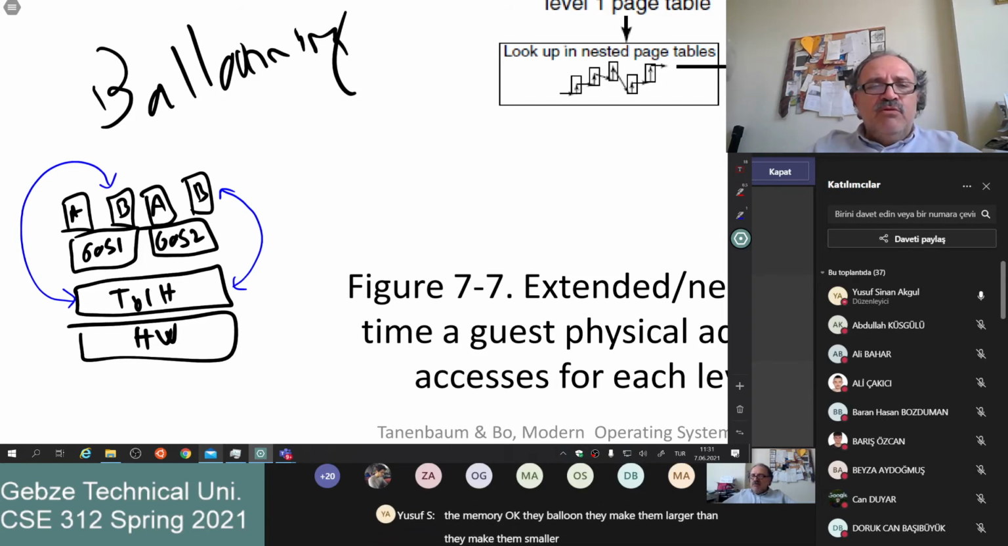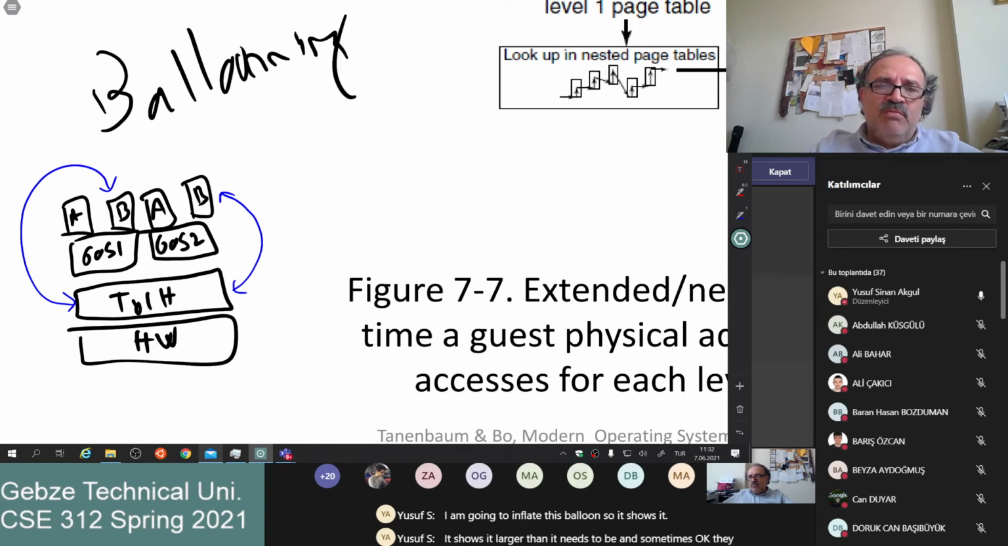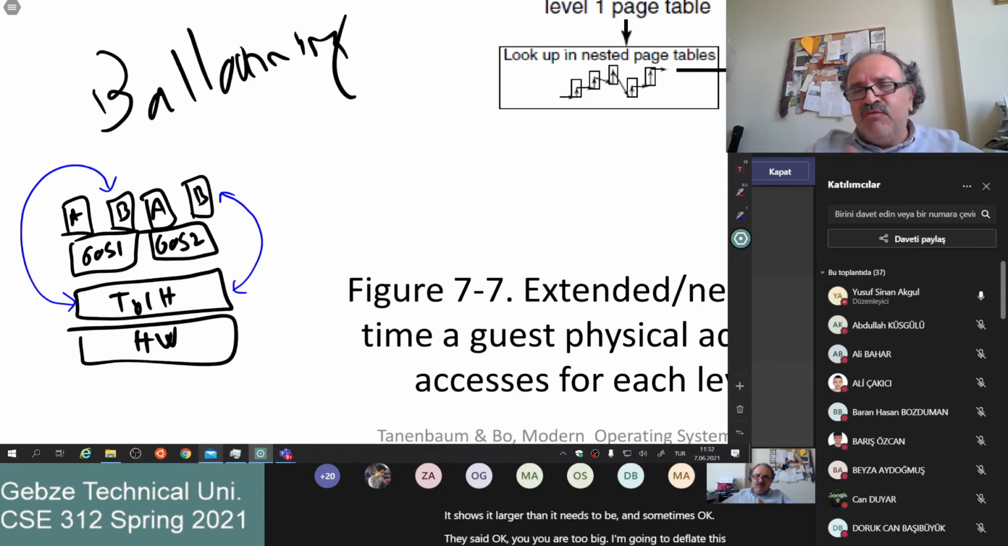So in order to manage the memory between these two guest operating systems, the type 1 hypervisor says, okay, although you don't need that kind of memory, I am going to inflate this balloon so it shows larger than it needs to be. And sometimes they say, okay, you are too big, I am going to deflate this balloon. And so they have to find these kind of tricks.